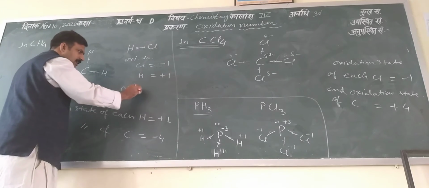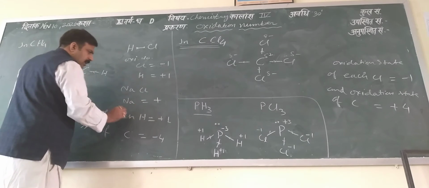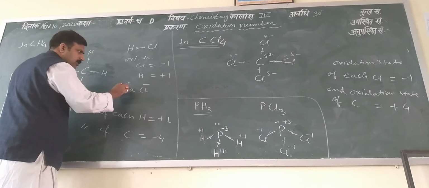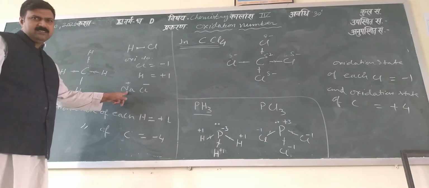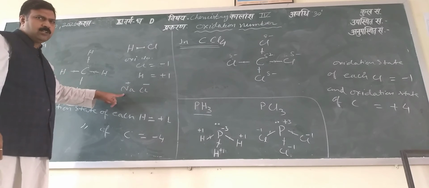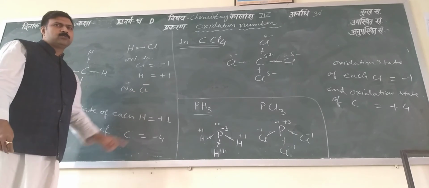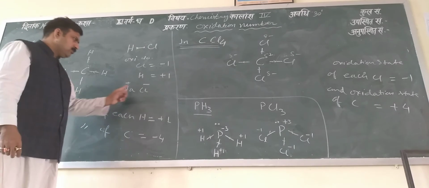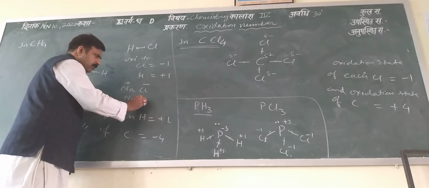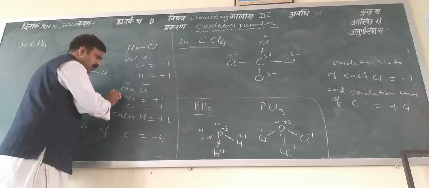But in NaCl, the oxidation number of sodium is +1 and chlorine is -1. These +1 and -1 are real charges because it is an ionic compound. This +1 shows the real charge on sodium due to transfer of 1 electron from sodium towards chlorine. Sodium loses 1 electron and chlorine gets 1 electron. So the oxidation number of sodium, +1, is a real charge and chlorine, -1, is also a real charge.